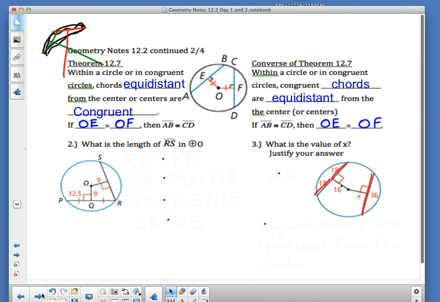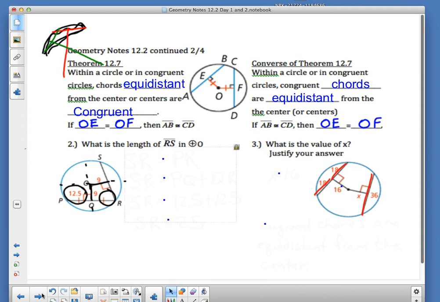Here, in number two, how do we apply 12.7? Because we've got the original theorem and its converse. Well, if I've got a situation where the perpendicular distance back is the same, that is contained in the diameters. Okay, I've got the diameters contained. I know this half is 12.5. What do you think this half is? 12.5, right? So what's 12.5 plus 12.5?